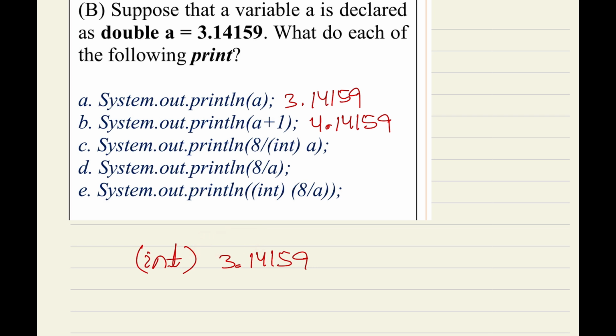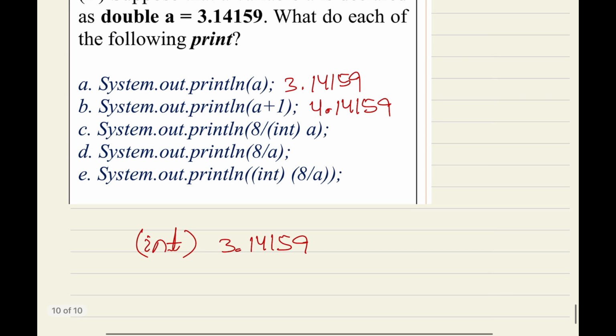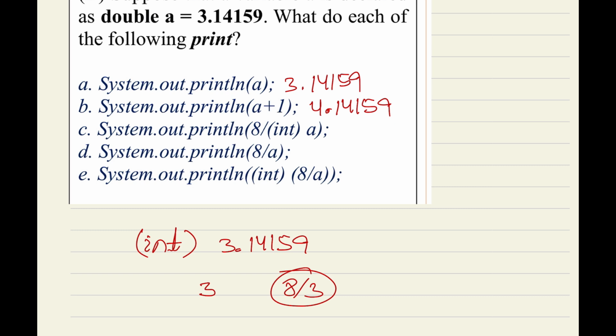When we convert a double value to its equivalent integer value, the fractional part is neglected or deleted. So here this int of 3.14159 is going to become 3 by removing the fractional part. So this value becomes 3. Now 8 division 3. What will be the quotient? The quotient will be 2. So here you can see the output will be 2.